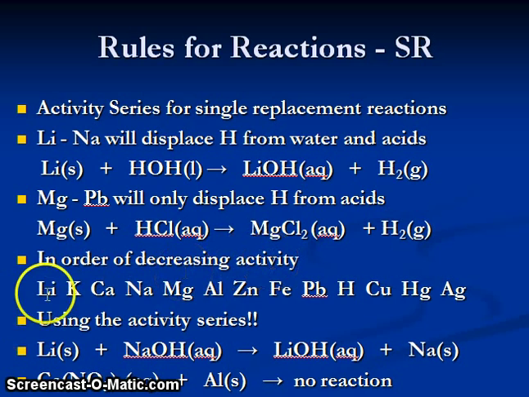The activity series goes from high to low. So we can see that lithium, potassium, calcium, these are metals which have very high activity. Silver, mercury, copper, these are metals which have very low activity. To use the activity series, we can see here lithium plus sodium hydroxide will produce a reaction because lithium is higher on the activity series than sodium is. Whereas the second example, calcium nitrate plus aluminum, will not produce a reaction because calcium is higher on the activity series than aluminum is, so the nitrate would prefer to stay with the calcium rather than transferring over and being paired with the aluminum.